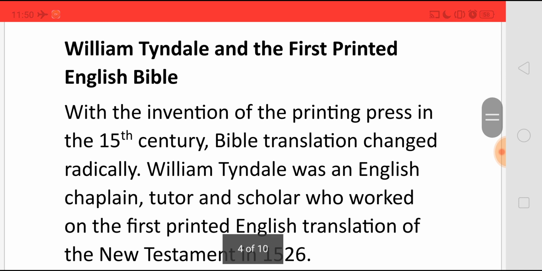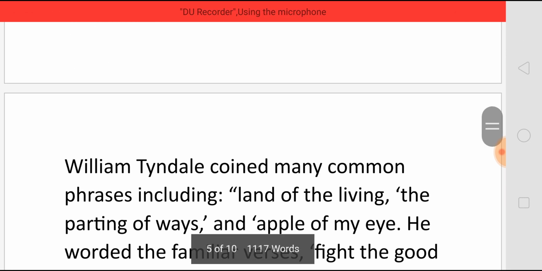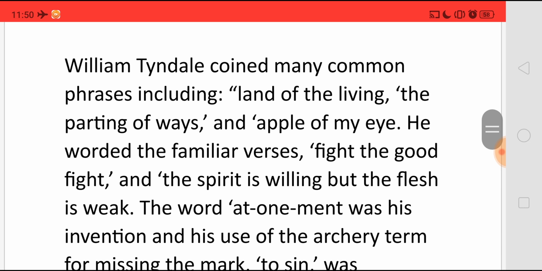William Tyndale and the first printed English Bible comes next. With the invention of the printing press in the 15th century, Bible translation changed radically. William Tyndale was an English chaplain, tutor, and scholar, and he worked on the first printed English translation of the New Testament in 1526.